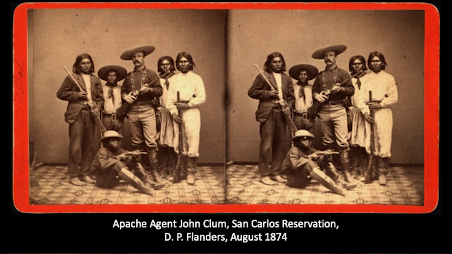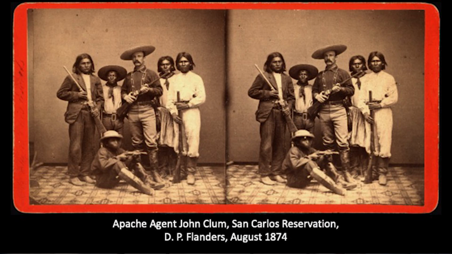This one's John Clum. He was the Apache agent at San Carlos. This is also a Flanders view. Basically he was in seminary school. He wound up being an astronomical observer in Santa Fe, and then wound up coming over here as an Indian agent for the San Carlos Reservation. He was very, very human. He was a good person. He handled it very, very well. After he left, there were a lot of problems, but he was pretty solid.